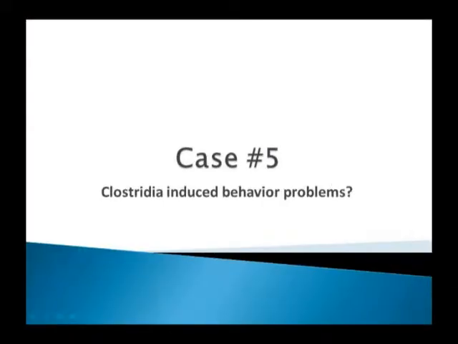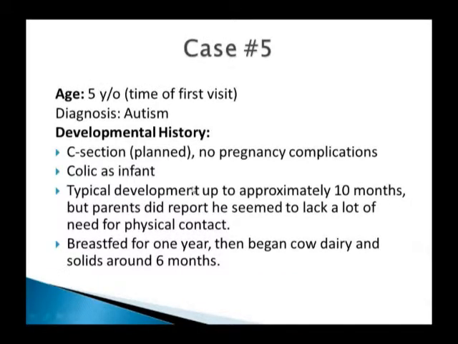All right, let me just wrap up this evening's discussion with a typical case with respect to Clostridia. This was a 5-year-old boy with a diagnosis of autism. No pregnancy complications. Overall typical development up to approximately 10 months. The parents did report he seemed to lack a lot of need for physical contact, but nothing stood out much from there. They breastfed for a year, then began cow dairy and solids around 6 months.